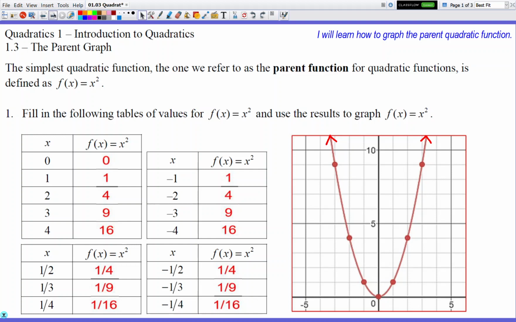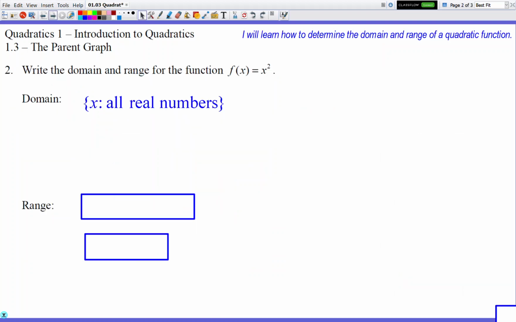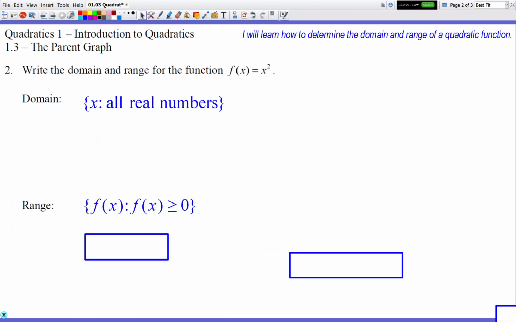So when I write the statement for range, we're going to write braces f of x colon f of x is greater than or equal to 0. The first f of x tells us what we're defining. We're going to tell you what f of x can be. And then the second f of x tells you that the f of x values have to be greater than or equal to 0.